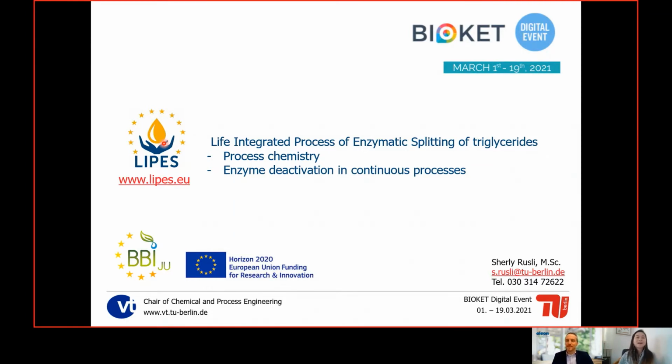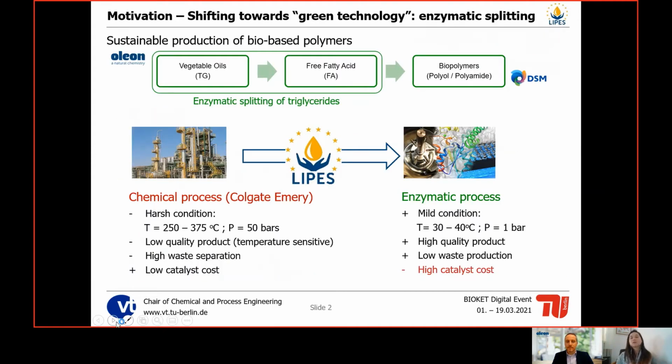My name is Shirley, and in this section, I will talk about the background of chemistry of the LIPES project, what kind of system we are dealing with, and what kind of approaches we take to get an optimized condition for the process. In general, the process is aiming to shift from chemical processes to a greener technology using enzymes. We are dealing here with an oleochemical process for splitting vegetable oils, or specifically the triglycerides in different vegetable oils, castor oil, sunflower oil, rapeseed oil, into free fatty acid.